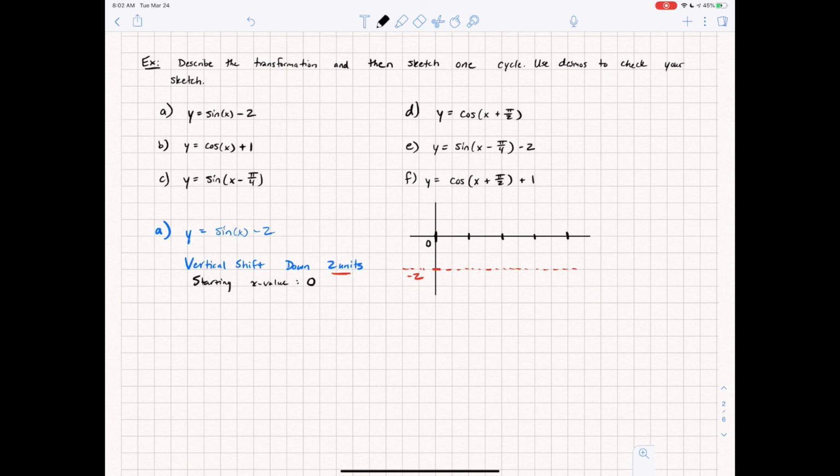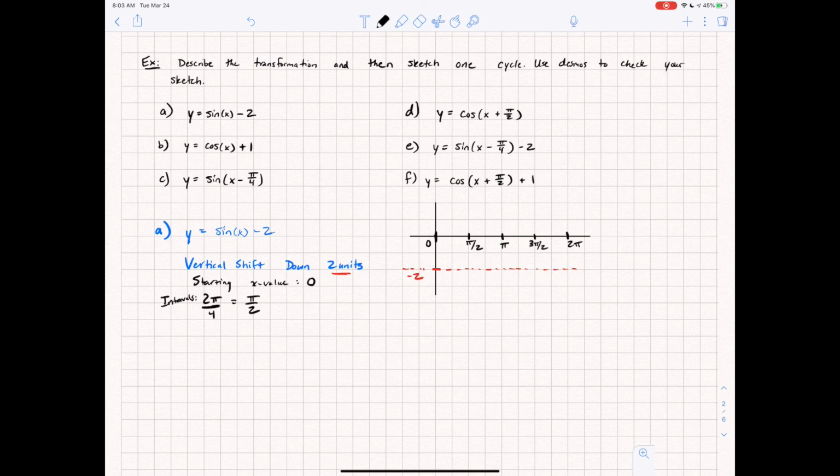Now, I'm not changing the period at all. So my period is normally 2 pi, and I'm breaking this up into 4 equal pieces. This is what I call my intervals. So that means that is worth pi over 2. So starting at 0, adding pi over 2, I get pi over 2. Adding another pi over 2 would get me to pi, 3 pi over 2, and 2 pi.